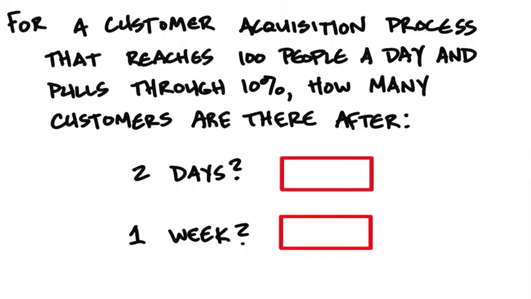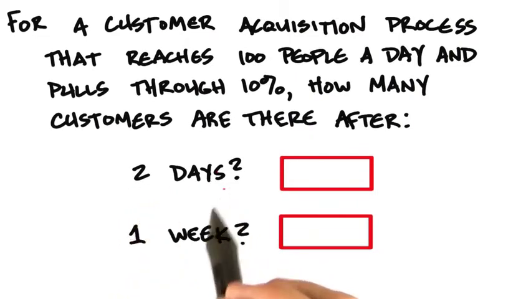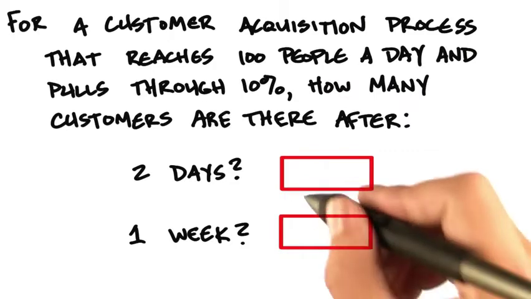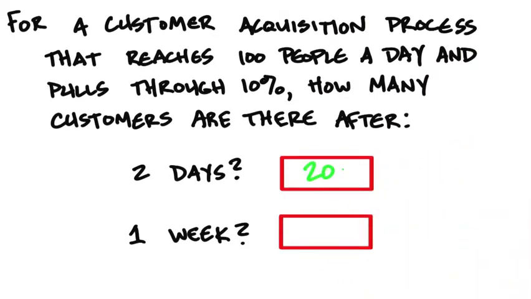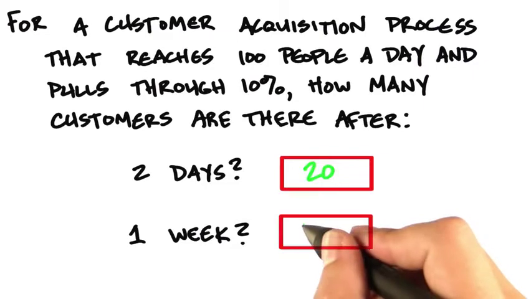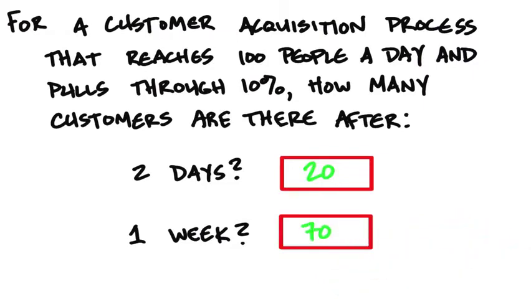Let's take a look at a customer acquisition process that reaches 100 people a day and activates 10%. How many customers will you have after 2 days, and how many will you have after a week? The answer is simple math. After 2 days, you'll have activated 20 customers. After 7 days, you'll activate 70.